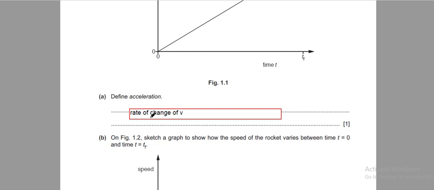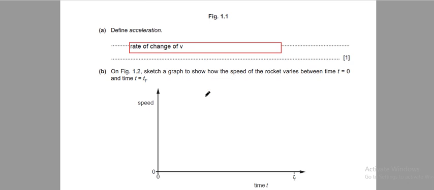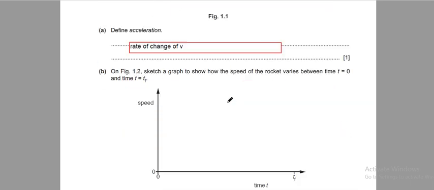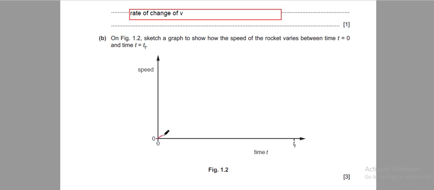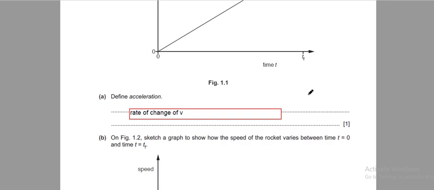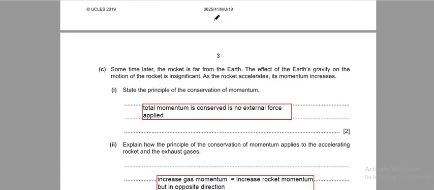Define acceleration: rate of change of velocity. Sketch a graph to show how speed of the rocket varies between t equals 0 and t equals t final. As the acceleration-time graph has two portions, in the first portion acceleration increases with time, so the speed-time graph should be a curve with increasing slope. In the second portion acceleration is constant as time increases, so the speed-time graph is a straight line with constant slope.